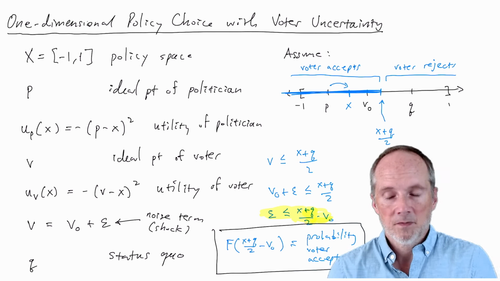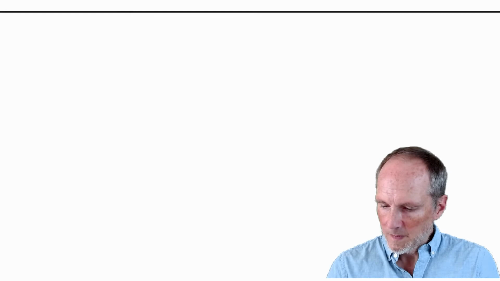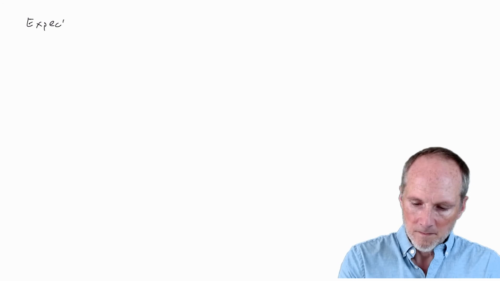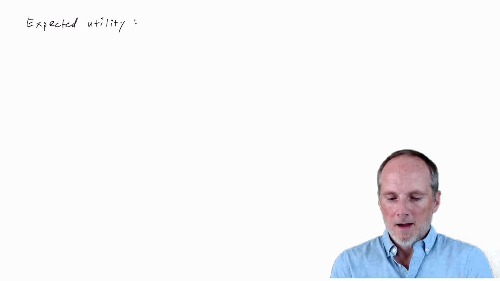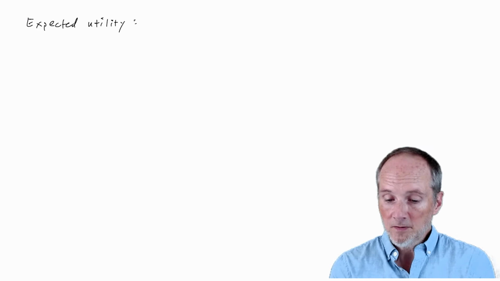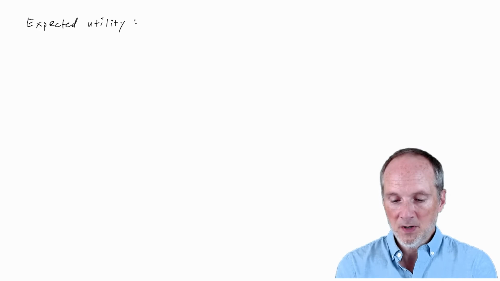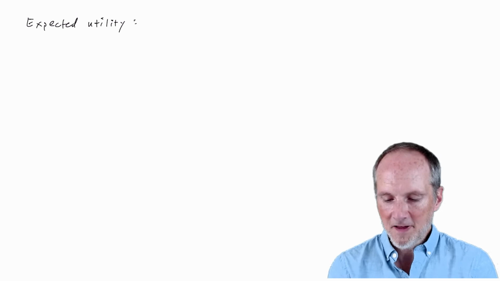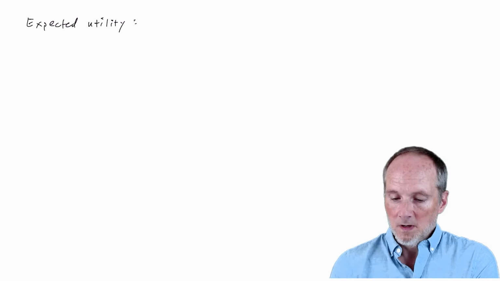So that leads us to a new idea, which is expected utility. Now I'm skipping all the foundations of this. There's some beautiful theory behind expected utility, and it forms kind of the backbone of an area called decision theory, and it's very well developed. And here I'm just going to skip all that stuff, and I'm just going to talk about how it applies to the particular model that we are looking at.